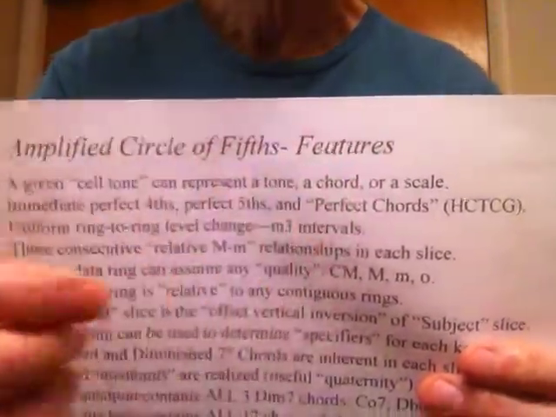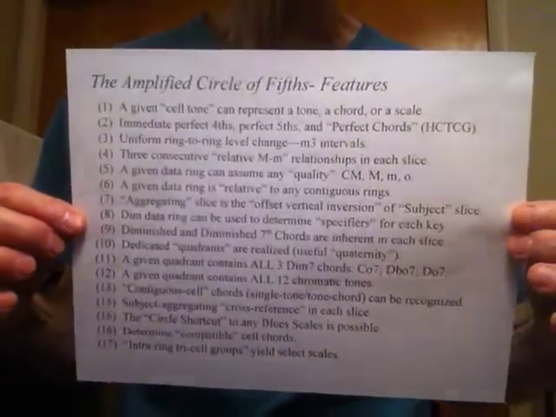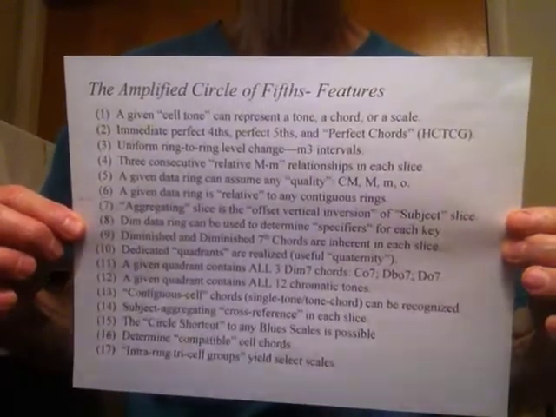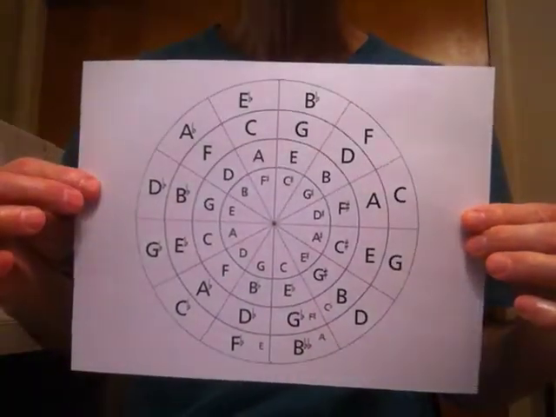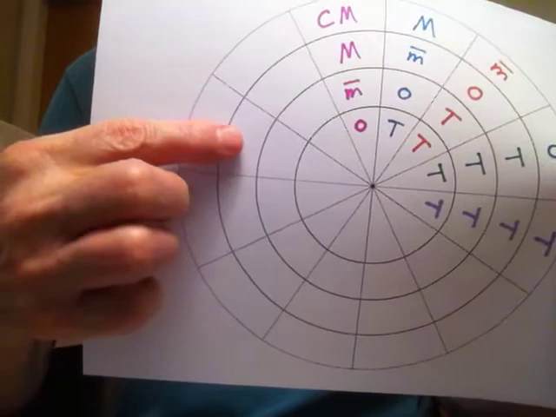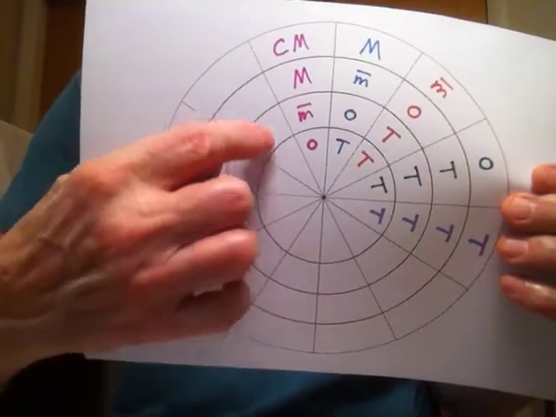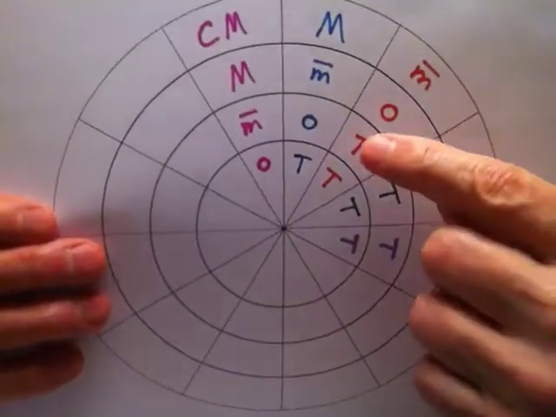So the amplified circle of fifths has many features, and here I list only 17 of them. That's quite a bit, and the type is small, but there's a lot of nice features, and I'd like to quickly go over them. This might help clear the mind on this. On your amplified circle of fifths, that's the whole chart. A given cell, like here's a cell, and here's a cell. You see you have your pie chart, your slices, and you have your donut rings, your concentric donut rings. So when they crisscross, they form little cells.